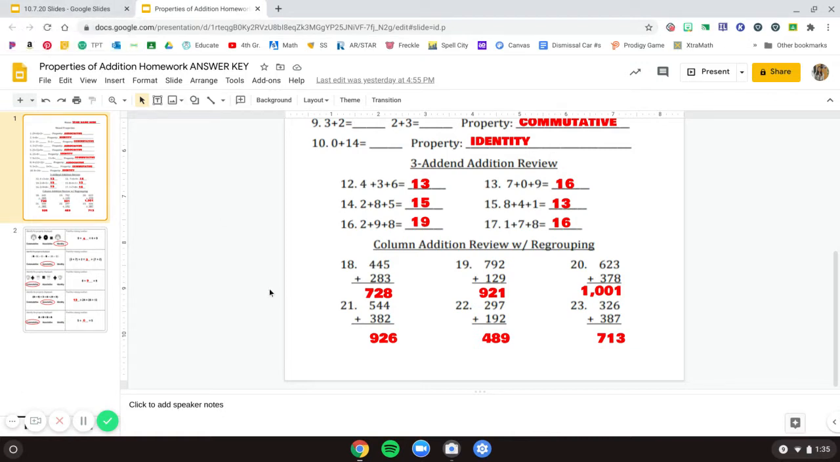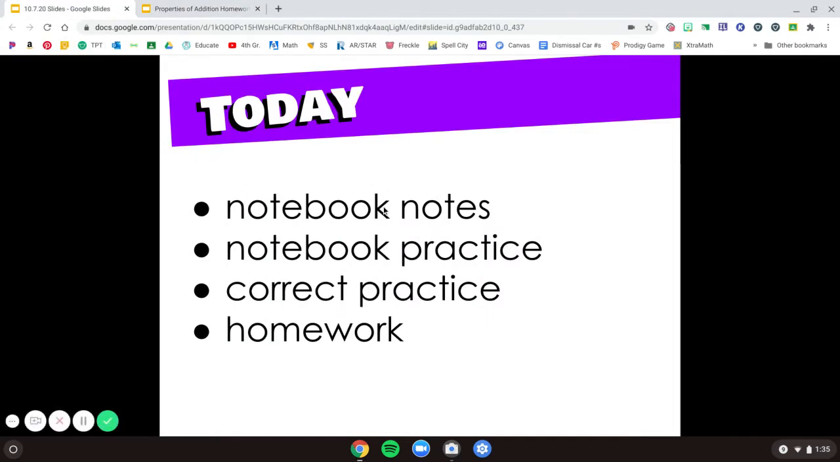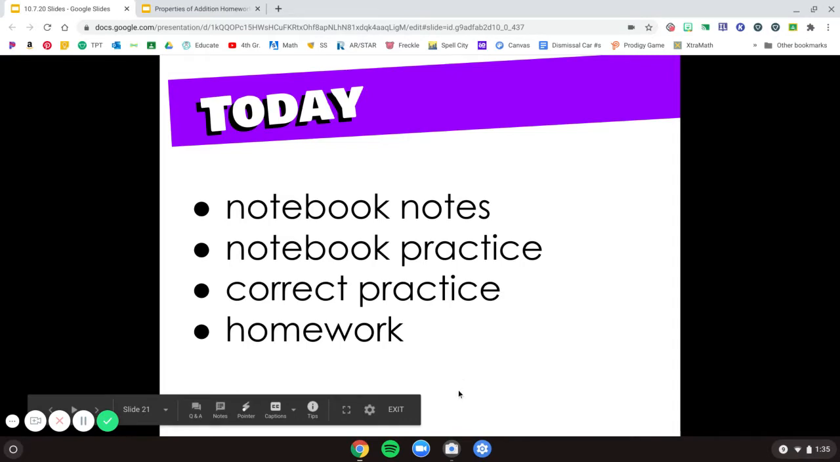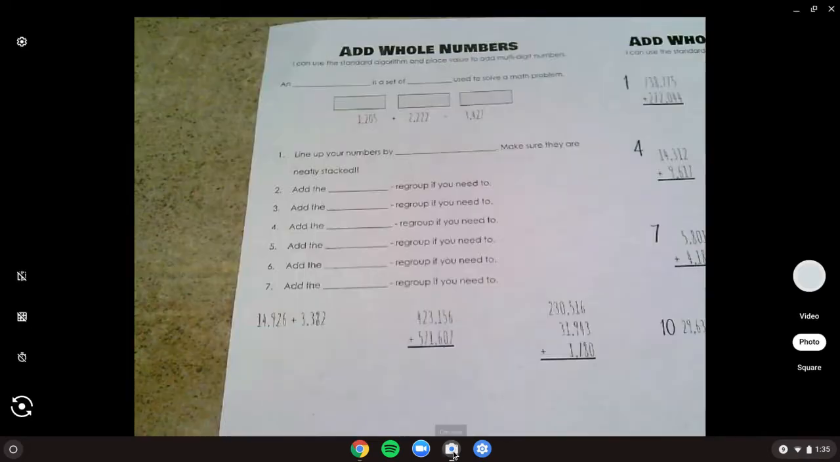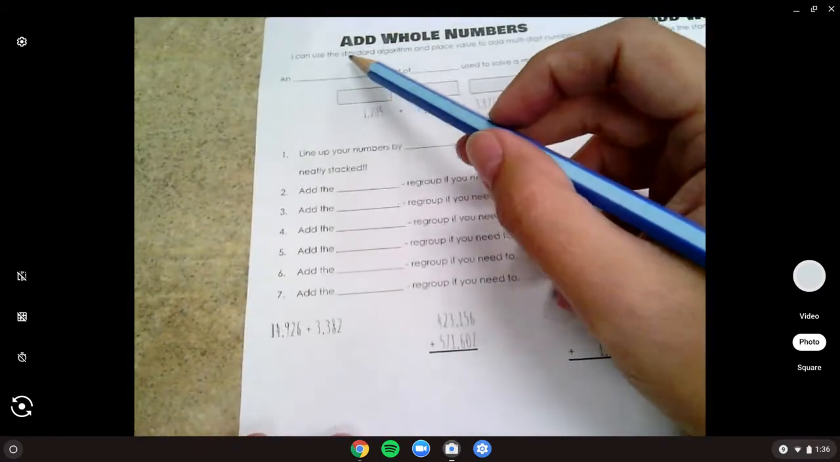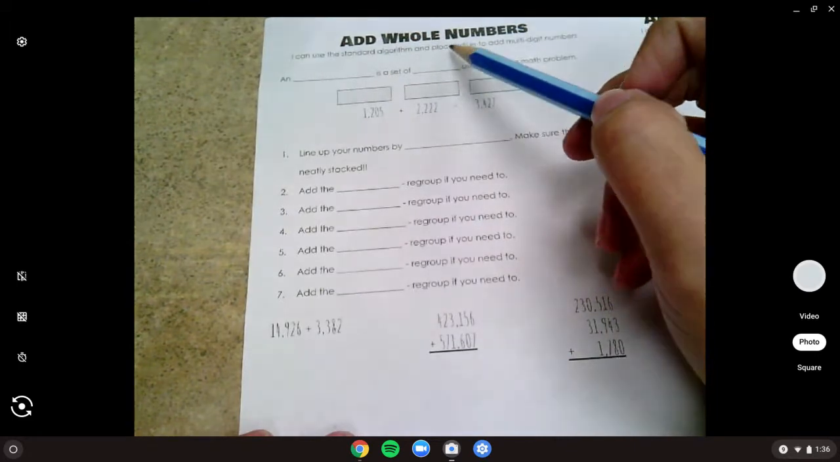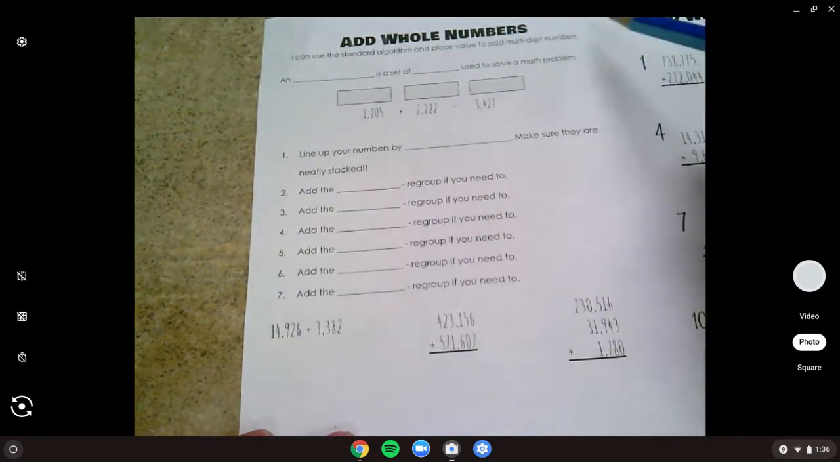So let's take a look at our notebook note page. You'll do some practice. We'll go over that. And then you've got your homework. So let's look at our first notebook page. All right. So what we're going to do first is add whole numbers. We can use the standard algorithm and place value to add multi-digit numbers.